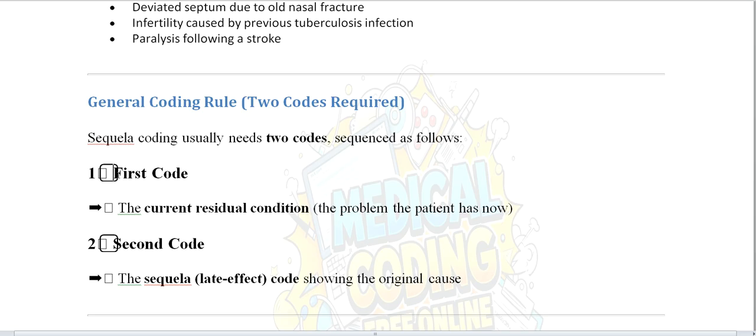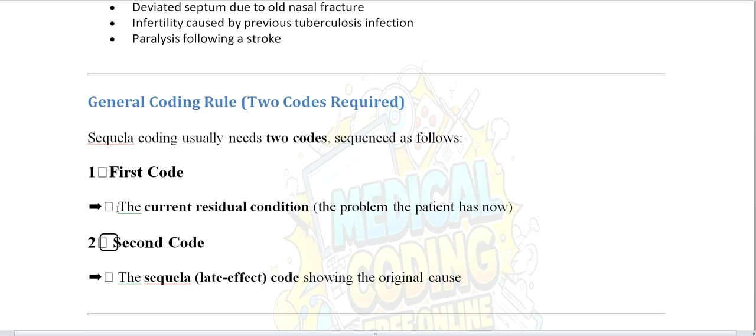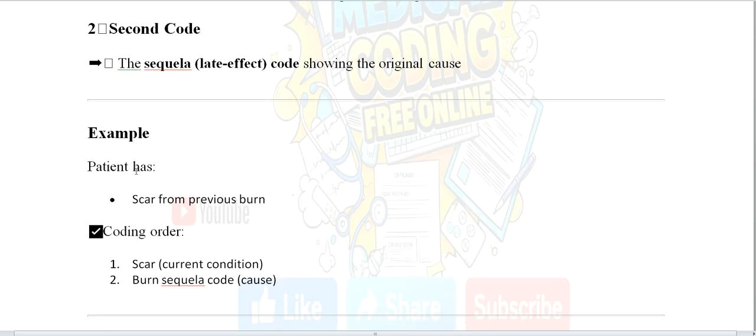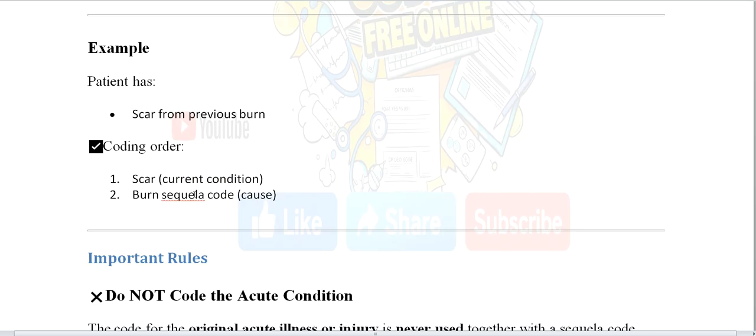First code: the current residual condition, the problem now. Second code: the sequela late effect code showing the original cause. So first code, the current residual condition, the problem the patient has now. Second code, the sequela late effect code showing the original cause. For example, a patient has a scar from a previous burn. So coding order: first the scar, the current condition, then the burn sequela code for the cause.